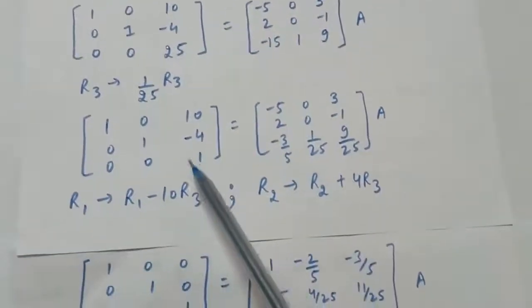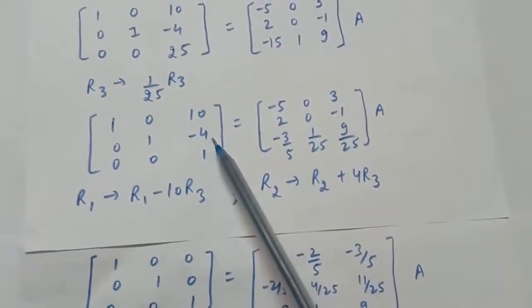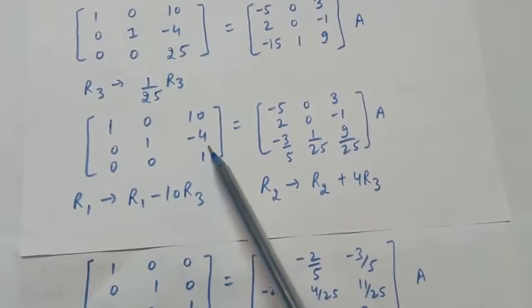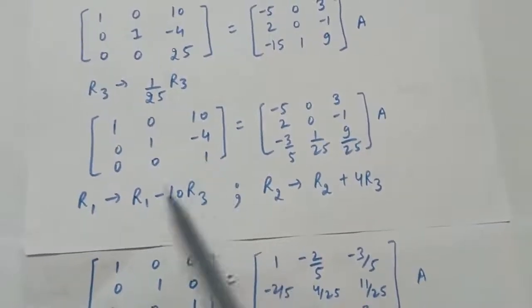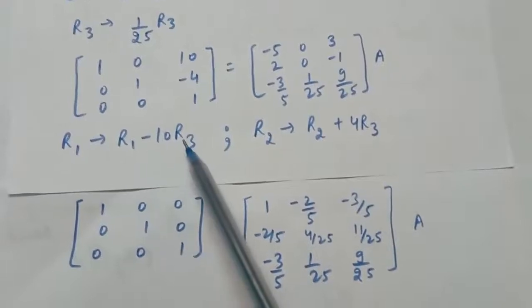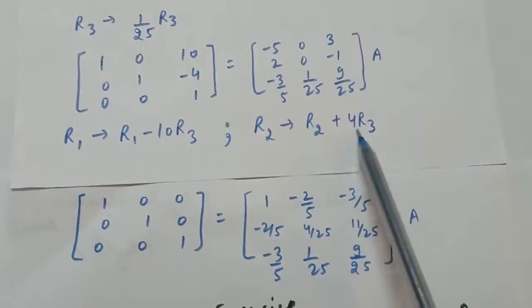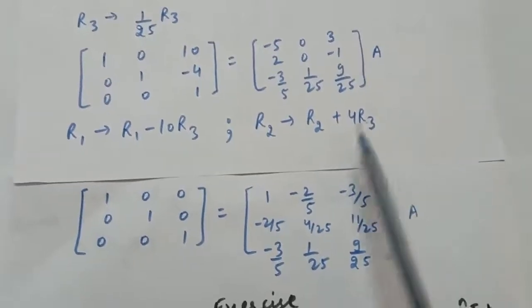Now when this element is 1, make the other elements in the third column 0 with the help of this 1. So row 1 changes to row 1 minus 10 times row 3, and row 2 changes to row 2 plus 4 times row 3.